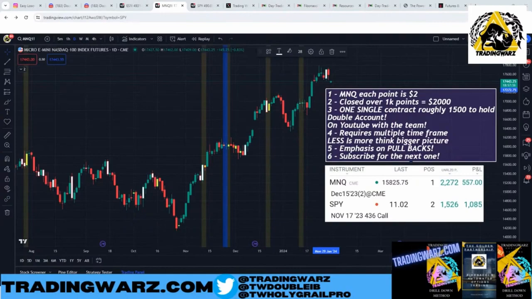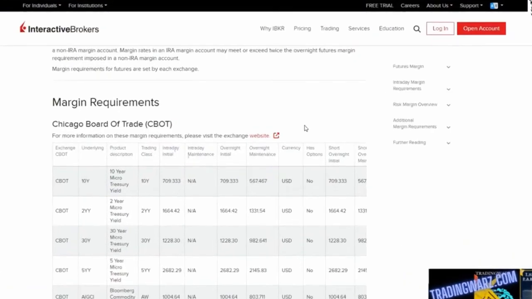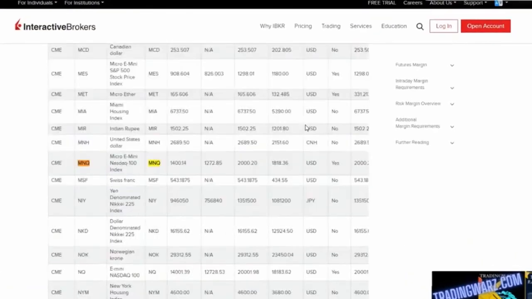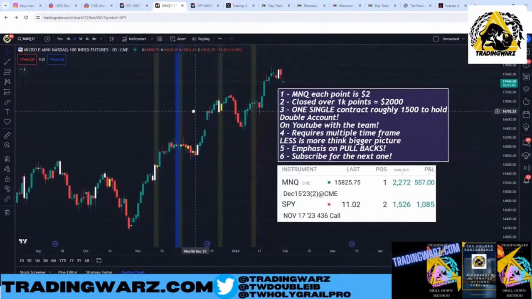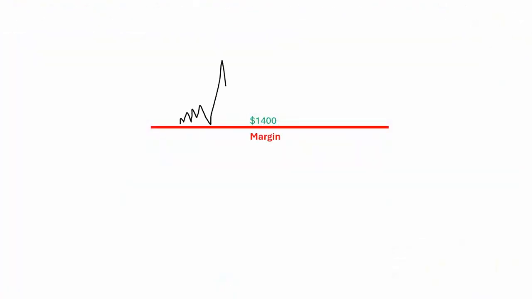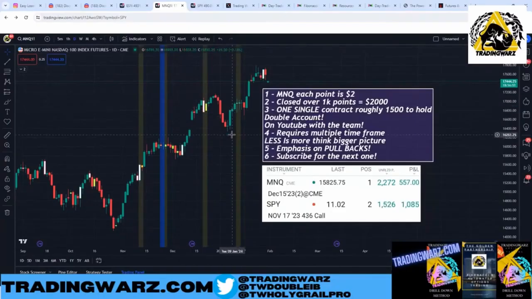Okay. And let me get you the guide here. Right here, I'm on the margin requirements for futures. I'm going to just control-find MNQ. Okay. So MNQ, it's roughly $1,400 to hold a contract. So you need to have $1,400 cash to hold one of these micro contracts in your account. So what it means is if you start to go under $1,400, you're going to get liquidated. They're going to sell your position for you. Okay. Because if you can't maintain that margin requirement, they're going to sell it.